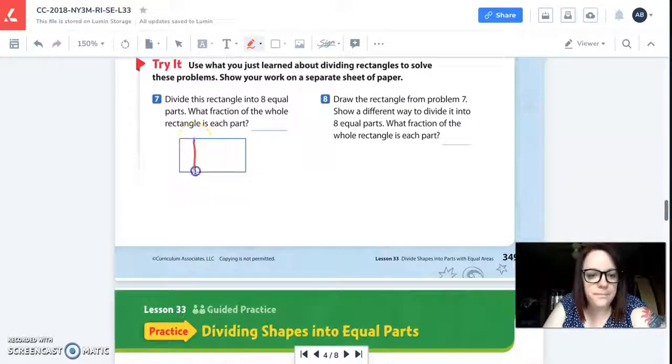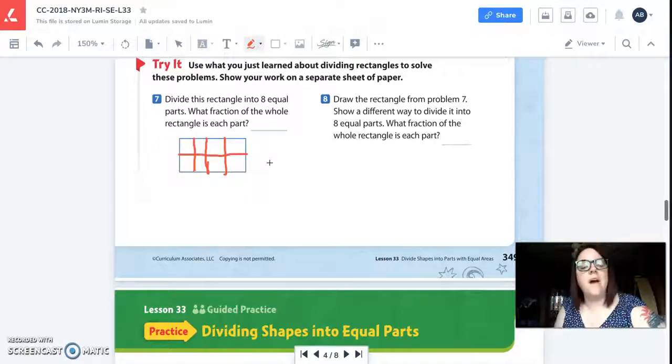So let's see. So there's 1, 2, 3, 4. Wait, I want to undo that. Sorry, I wanted to do the middle. Okay, so now we have looks like 4 columns and 2 rows. What fraction of the whole rectangle is each part? Well, each part is 1/8.